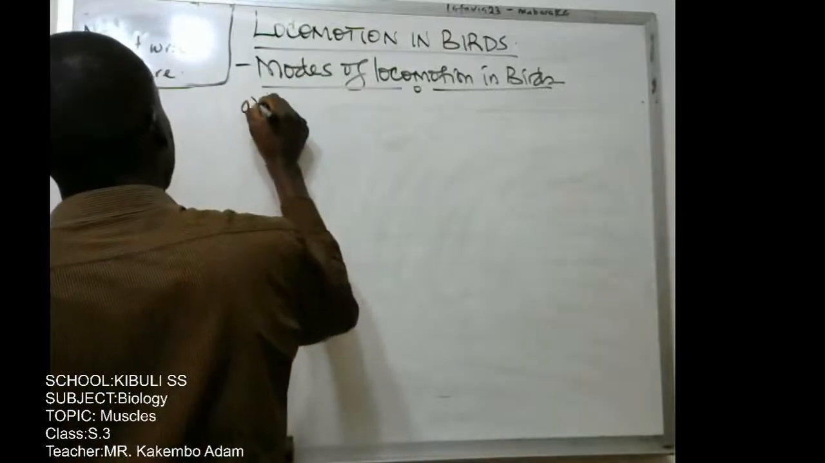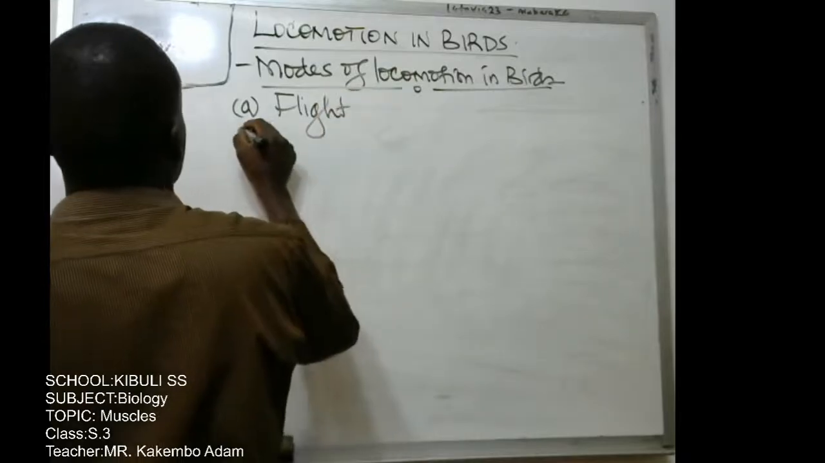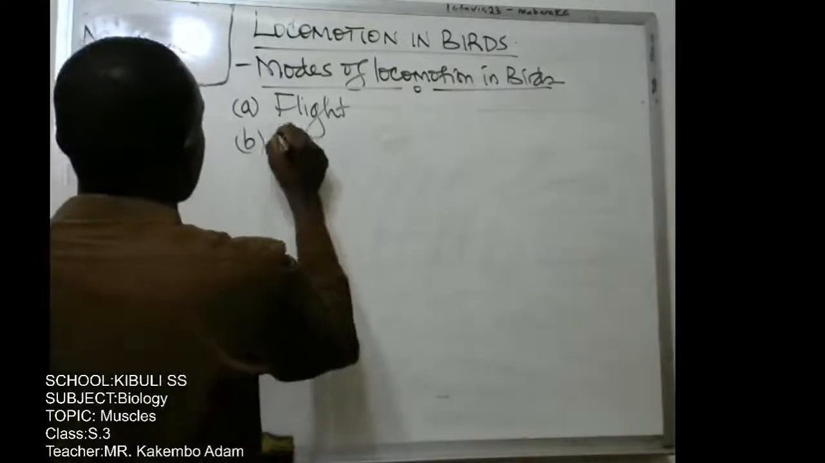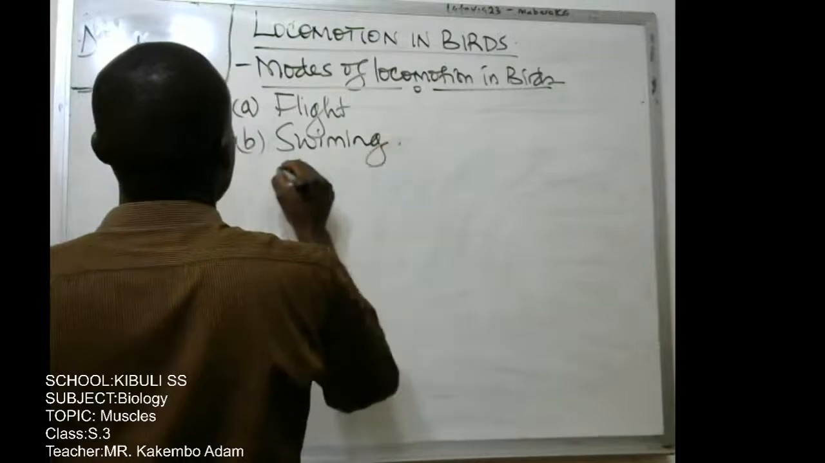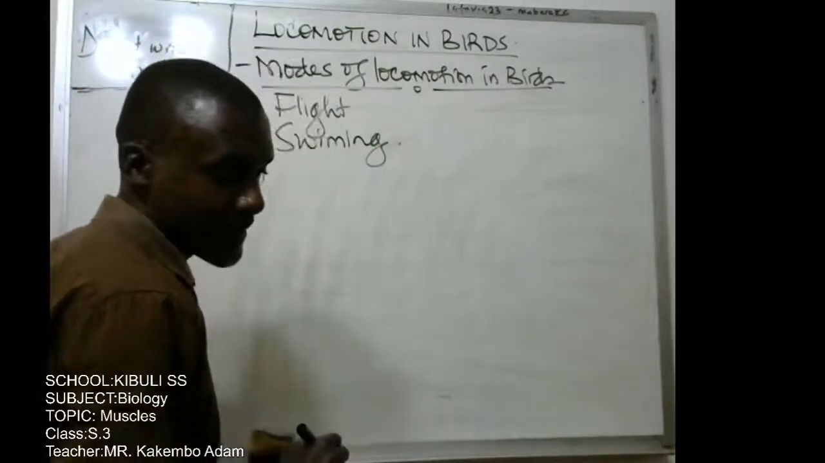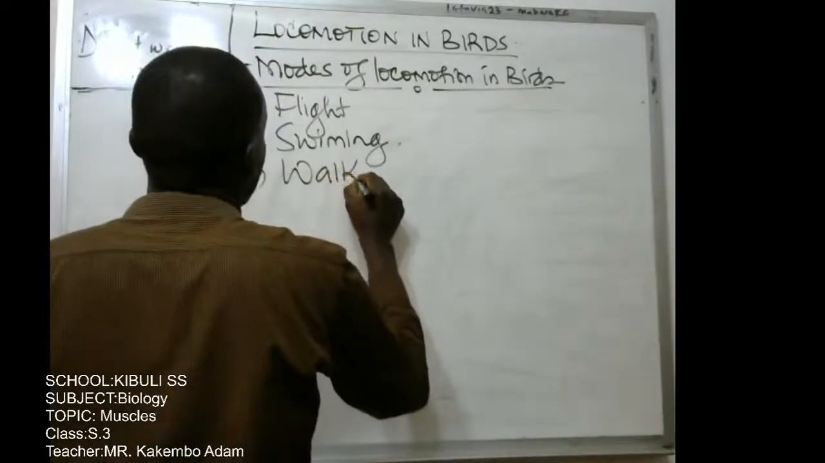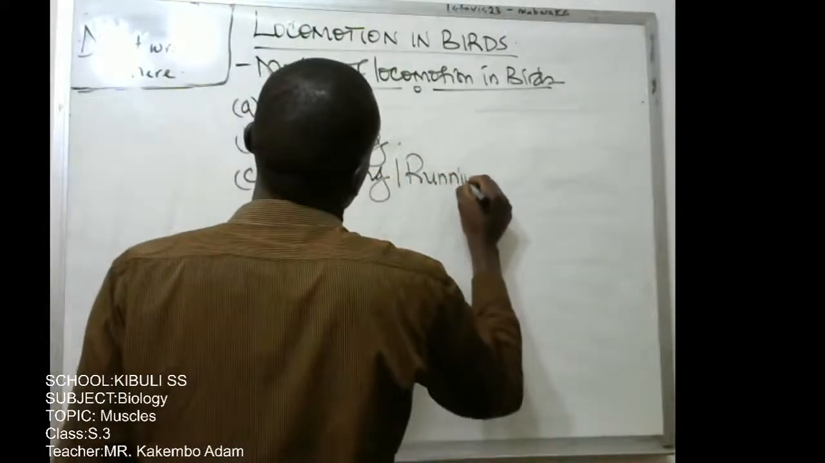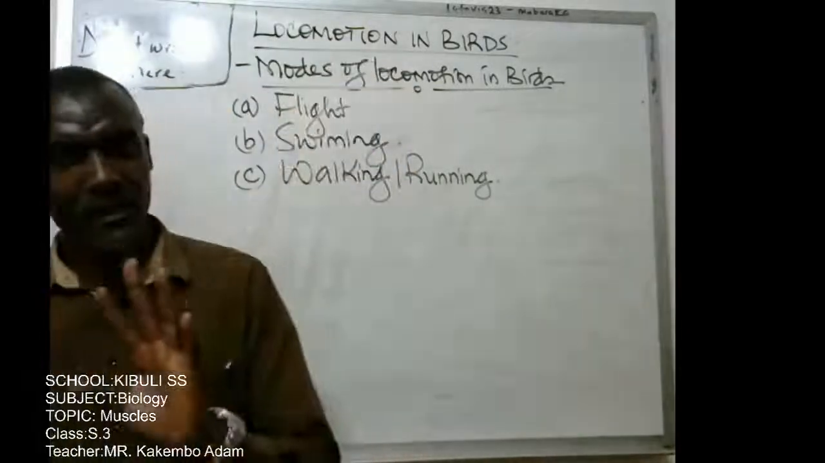You can cite one, flight. That is one mode of locomotion. They can fly. Swimming: we have swimming birds. Then we have the walking birds, or those that can run. Walking, or running. Those are the three main modes of locomotion in birds.